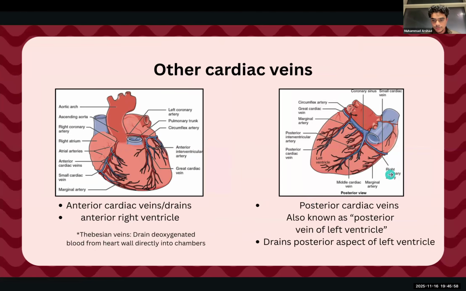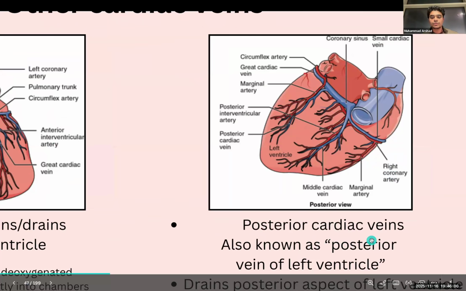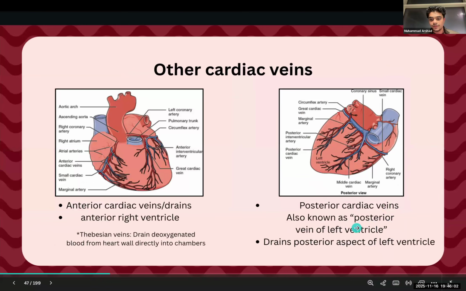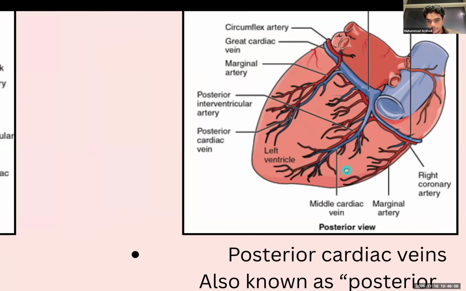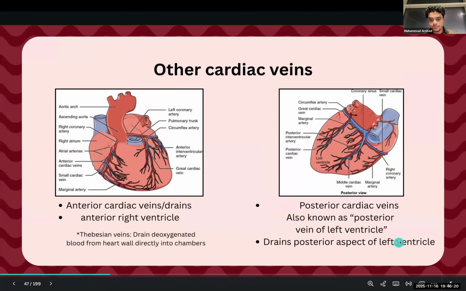Then you have the posterior cardiac veins. They're also known as the posterior vein of the left ventricle, and they drain the posterior aspect of the left ventricle. And if we go over here, yeah, this is the posterior cardiac veins. And you can see that they're to the, I want to say, right of the middle cardiac vein. And they're just going to help drain the posterior aspect of the left ventricle.